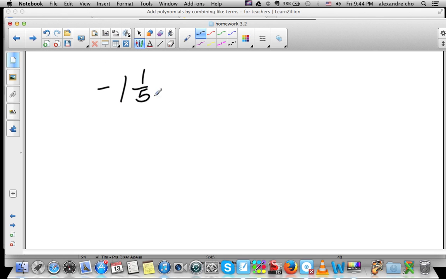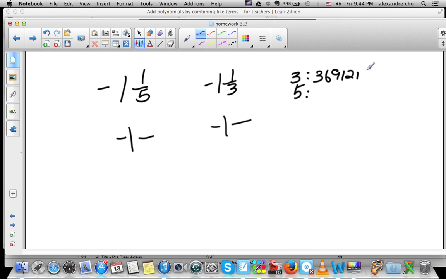Okay. Next one. Ooh, two negatives. Negative 1 and 1/5 and negative 1 and 1/3. First thing I would do, it's much easier if you change these so that the denominators are the same. So let's leave the negative 1. Think of a number that is a multiple of 5 and 3, so 5 goes into that number and 3 goes into that number. If you want to do the LCM by listing, you can. You get 3, 6, 9, 12, 15, and 5, 10, 15. Look at that. So 15 is our new denominator.